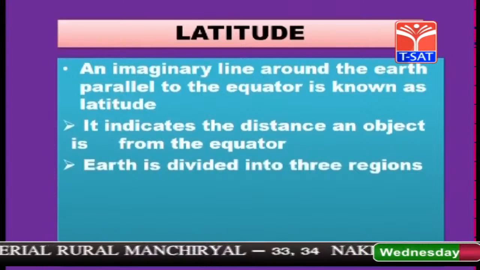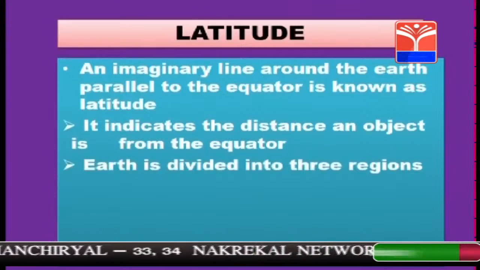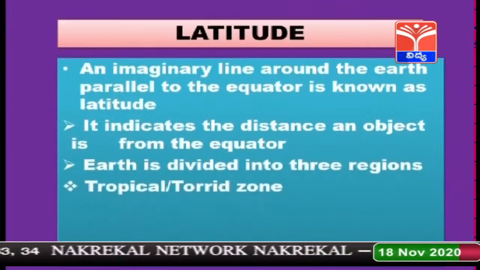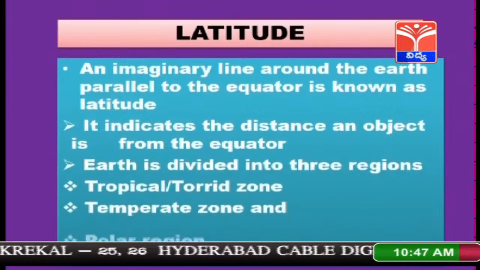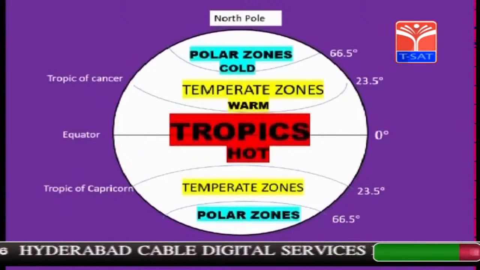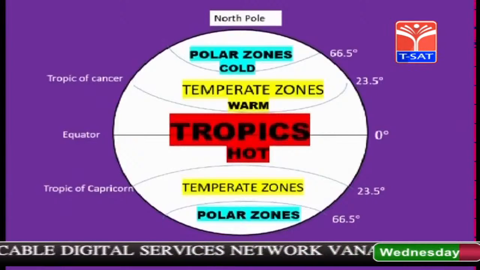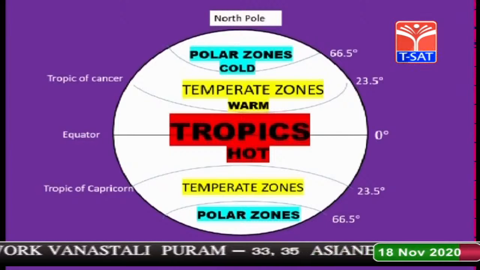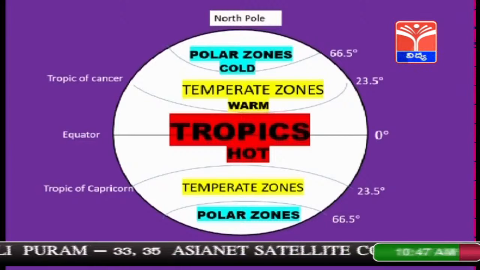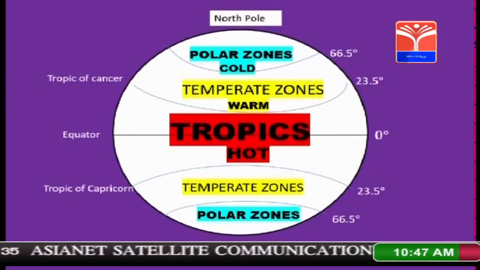We all know that Earth is divided into 3 regions: tropical or torrid zone, temperate zone and polar zone. Look at this picture. We see that there are 3 regions on the Earth. What are they? Tropics, polar and temperate zones.